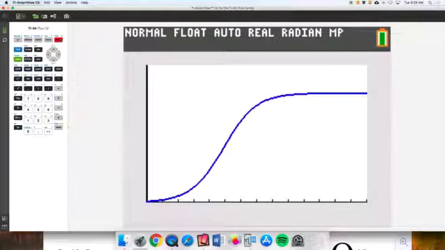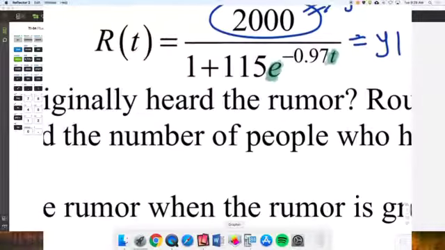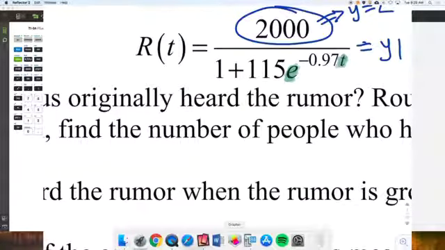But here's the golden rule. Do not start answering questions until you see the S-curve. Because if you don't see the S-curve, either you're in the wrong window or you have it typed into your calculator incorrectly and your answers are all going to be wrong. Yeah, W-R-O-N-G, wrong. So for calculator questions, you're going to get to use your calculator on this next test. Yay! There's a certain etiquette that you have to have on your paper. So here's what I expect to see. How many people originally heard the rumor? Originally corresponds with what time value?